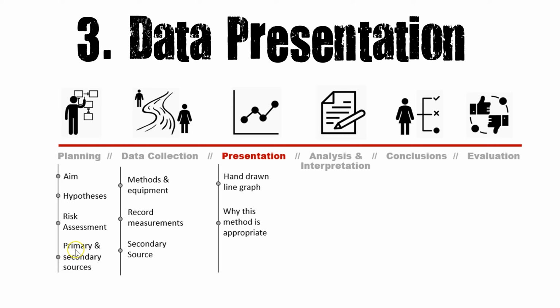Primary is data you collect yourself. That's what we'll be collecting during the field work. And the secondary source that we used was the ArcGIS. Then we had our data collection process, at least virtually during these times of lockdown. We had to take a look at the methods and the equipment.